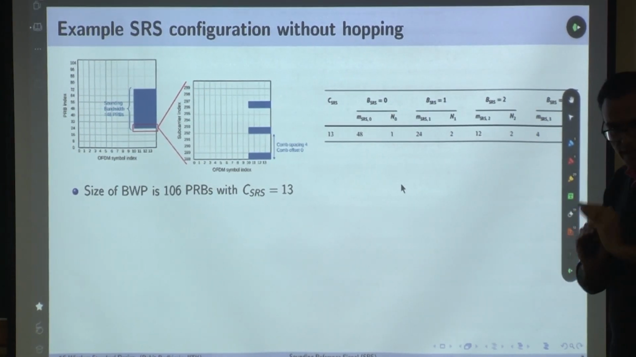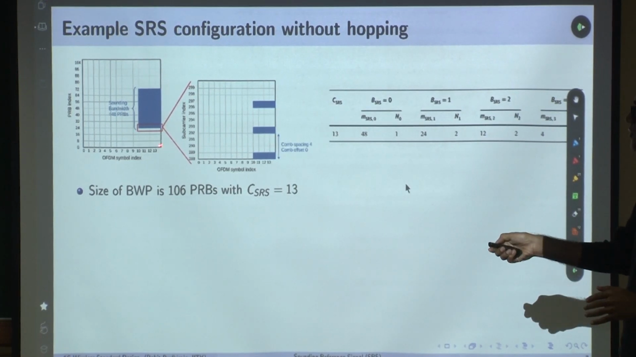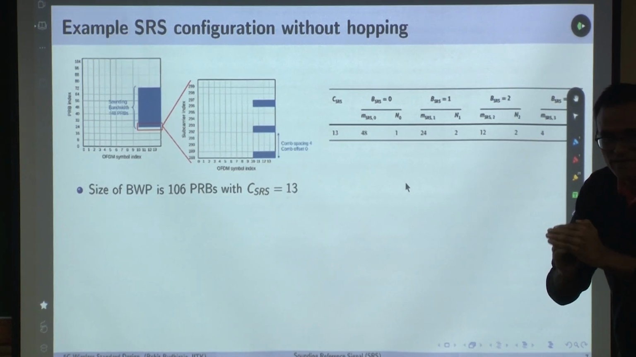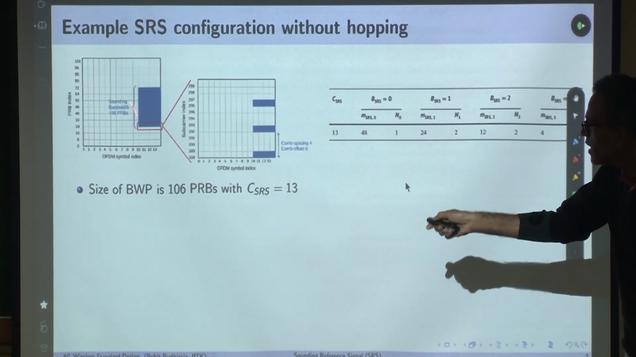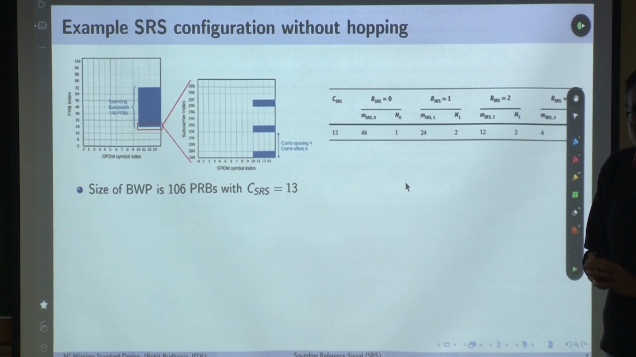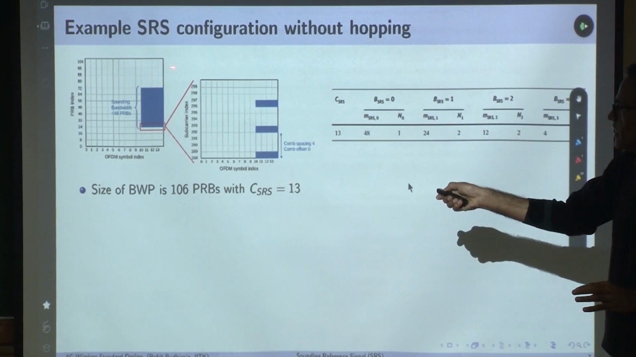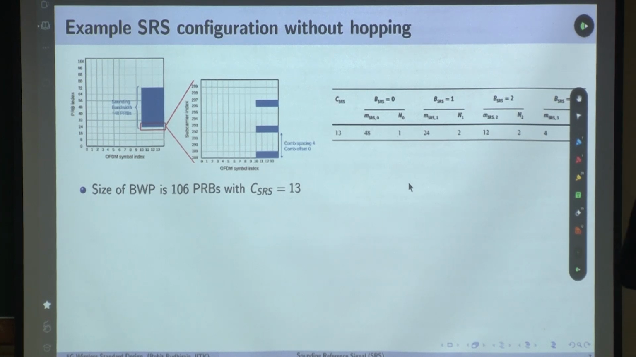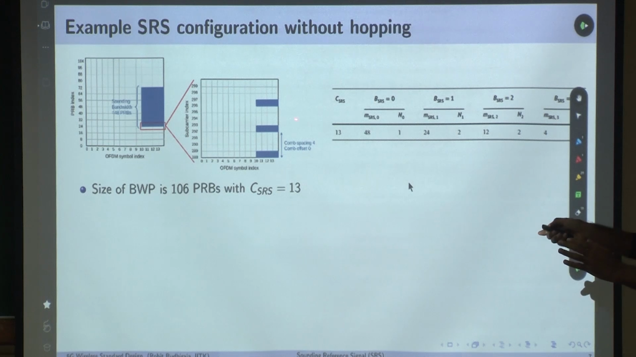Now, the base station is only interested in finding out the channel in a part of the bandwidth part. And how much is that? 48 PRBs. Look at this. The base station is not interested in finding out the channel here, neither here nor here. So the first thing it needs to pick is CSRS. It will pick CSRS to be 13 because it is interested in finding out the channel in the 48 PRBs.